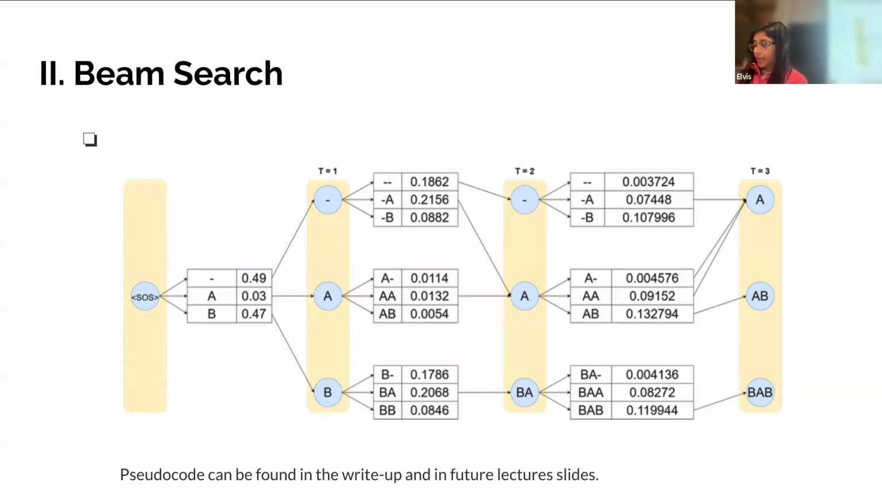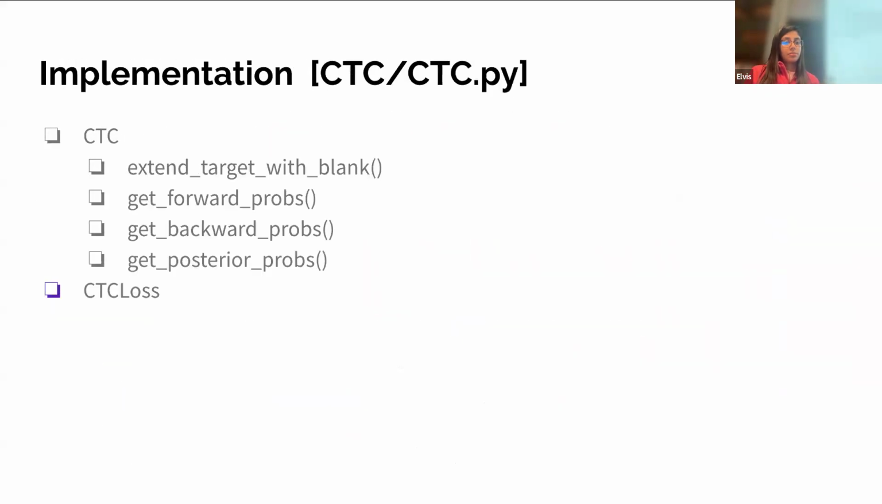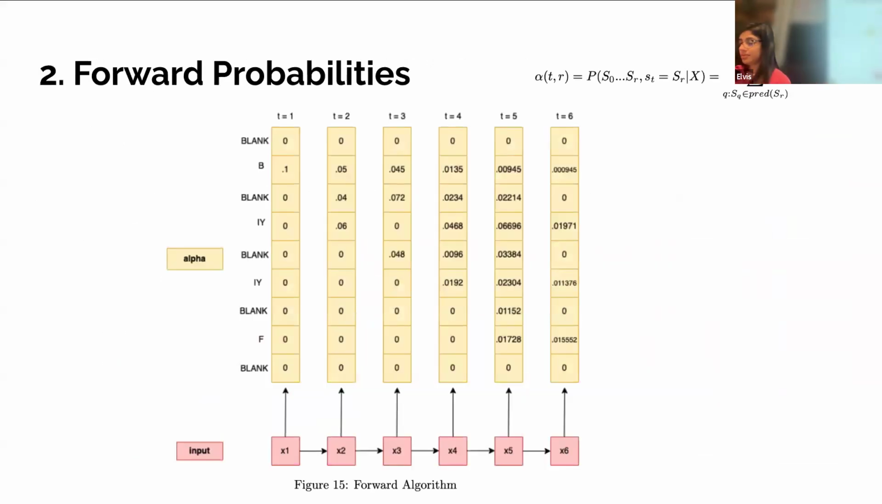So, for example here, if A is selected at t equals 1, it can continue as AA or AB at t equals 2, each with updated probabilities, and the paths with the highest cumulative probability are kept in the beam. So here, after all the time steps, that is t equals 3, the path with the highest probability would be selected as the predicted transcription. So yeah, that's all you have to implement for CTC. Yeah, that's it.